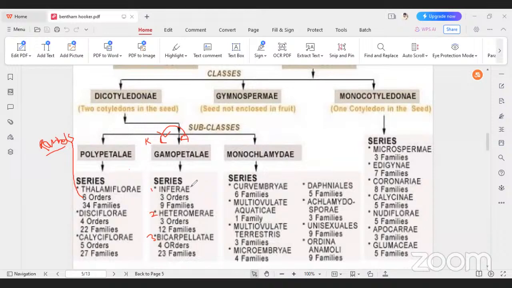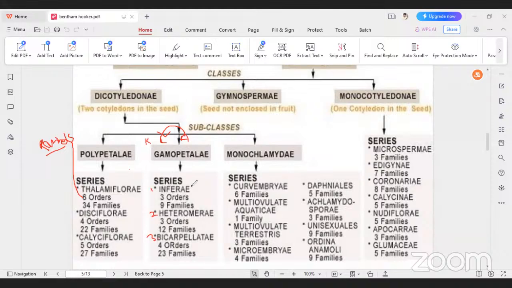Order two, Asterales. It is an important order. In Asterales, which is divided into four families, for example, Valerianae, Compositae or Asteraceae, Dipsacaceae, Calycereae. These are the families. Order three, Campanales. And Campanales have the three families.